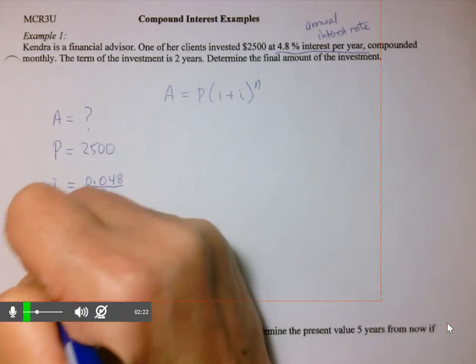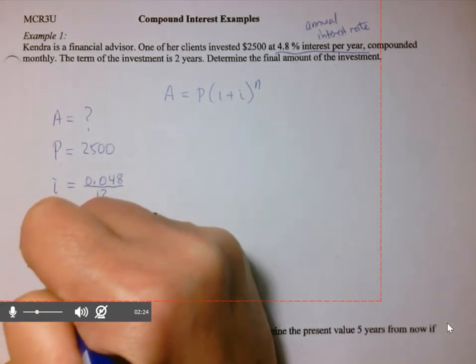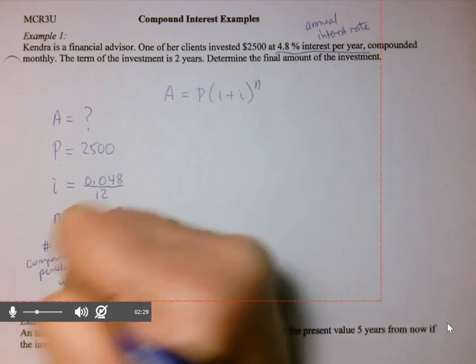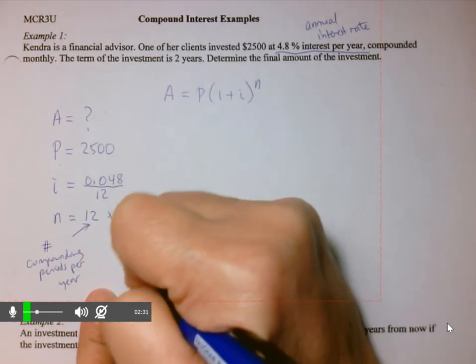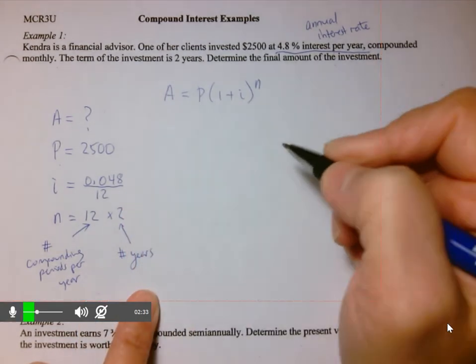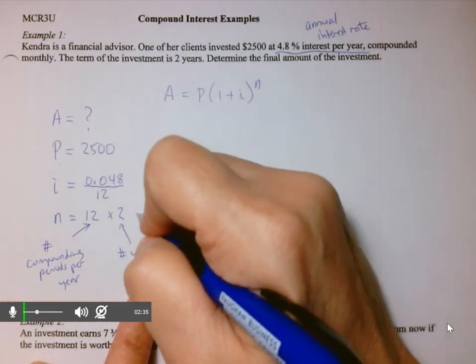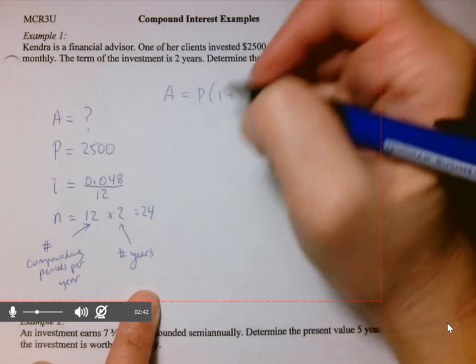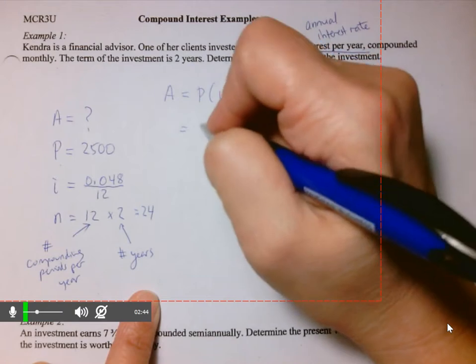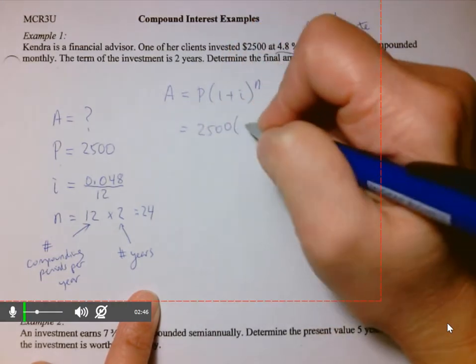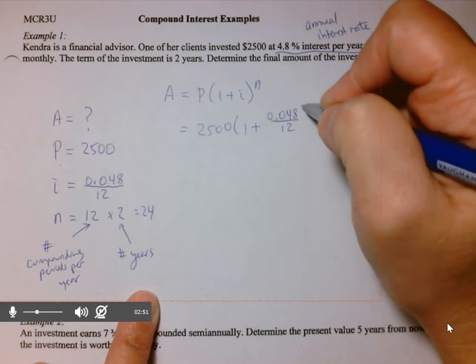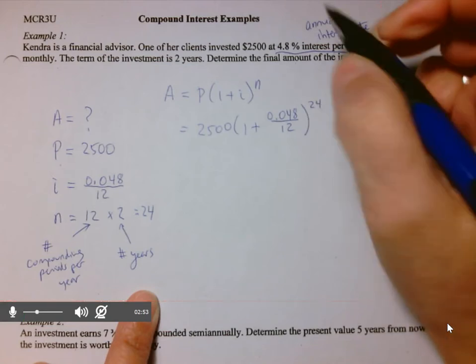So let me write this for you. This is number of compounding periods per year. And then this 2 is the number of years. So how many compounding periods are there in this situation? There's 24. Interest is being calculated and added back into the account 24 times. So now we put all our values into here. So this is 2,500 times 1 plus 0.048 over 12 to the exponent 24.